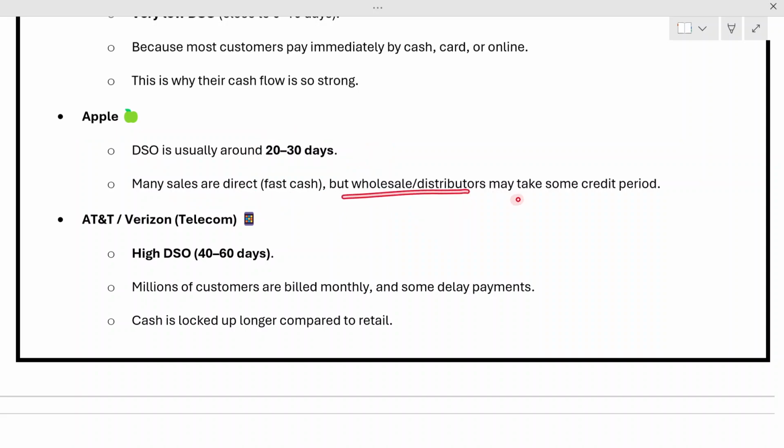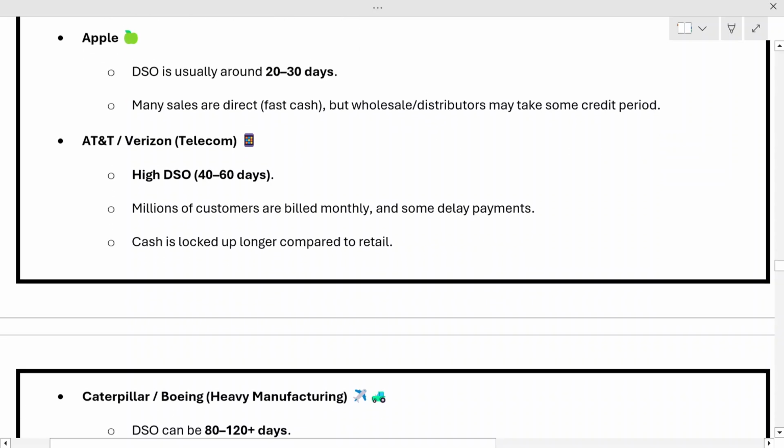But a wholesale distributor may take some credit period because Apple gives its phones to some distributors and distributors are selling it further. So a distributor may ask for a certain credit period, but they also have very low DSO. Less DSO, faster cash, faster business, I can say.